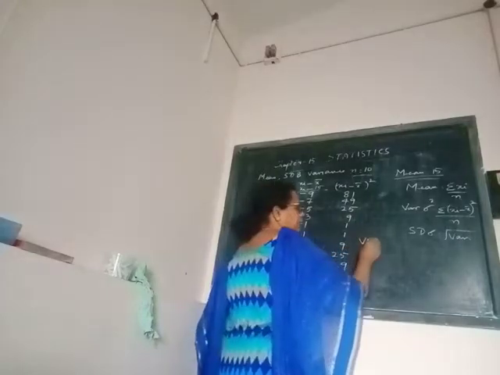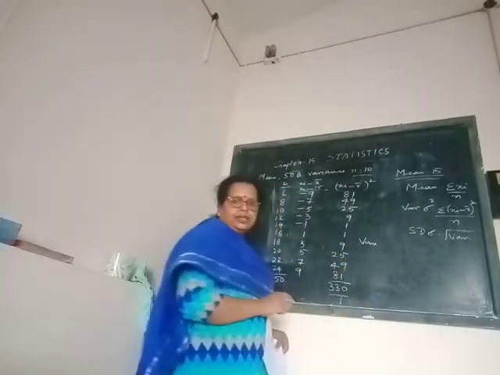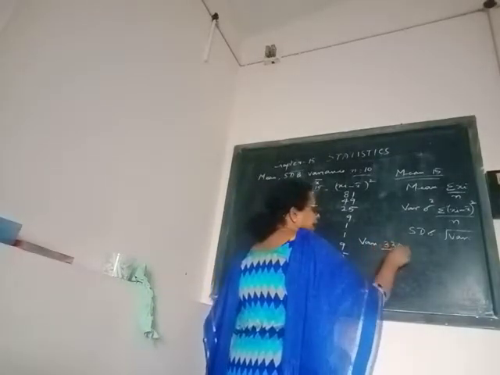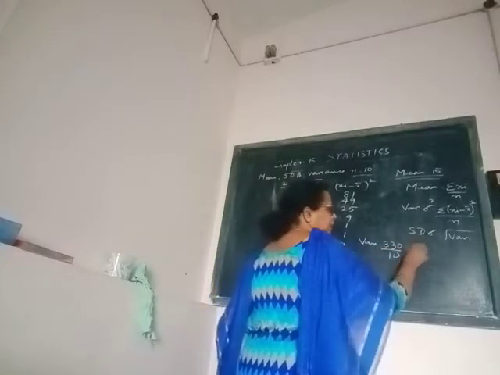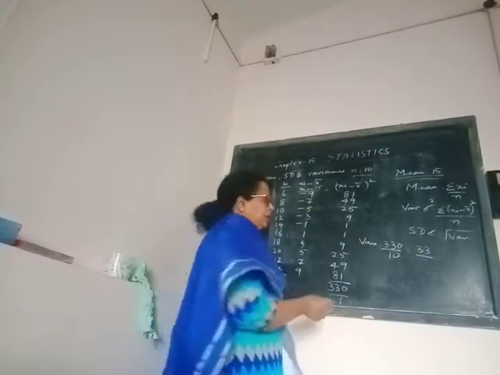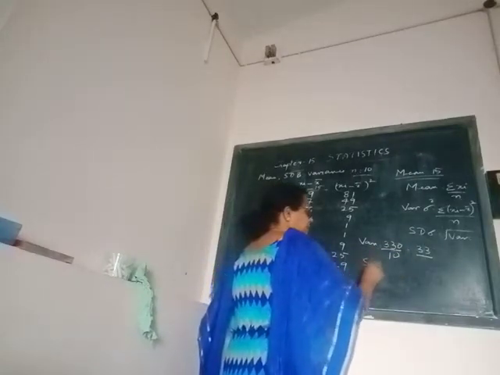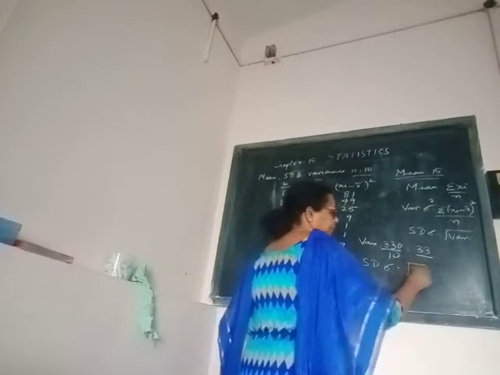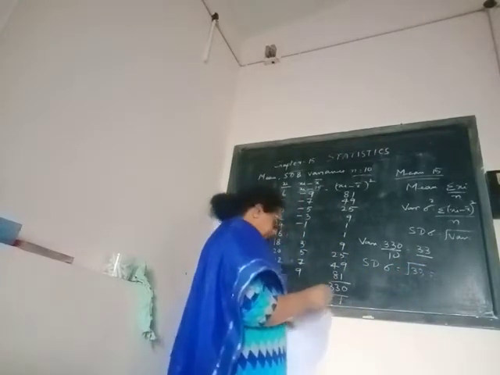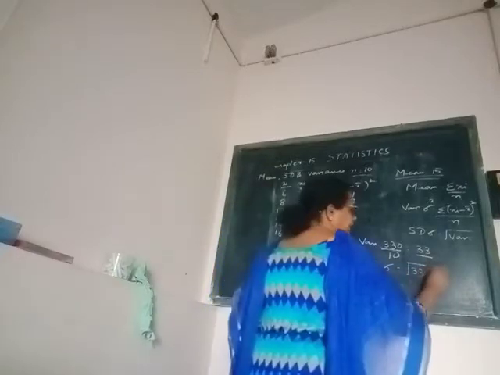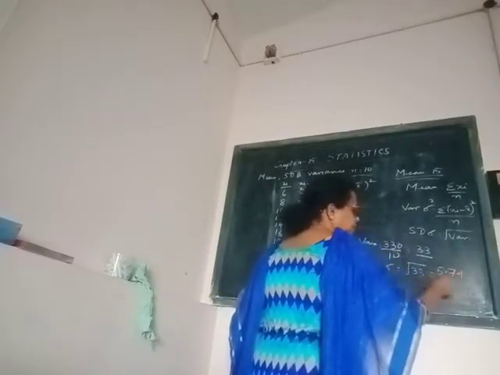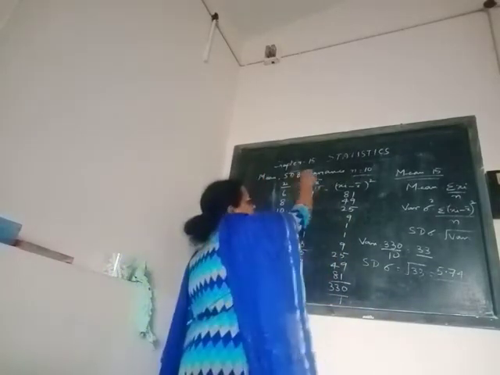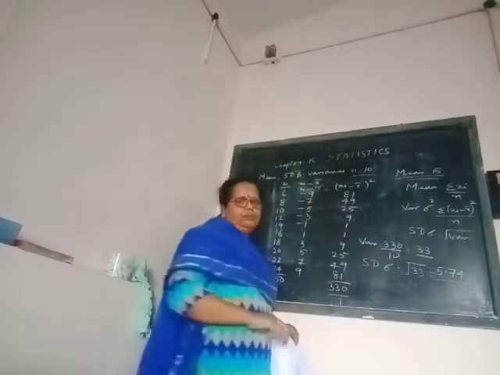Then we can find variance. What is variance? Sigma of (xi minus x bar) whole squared by n. So 330 divided by n, which is 10. So what is the answer? 33. Once we get variance, what is standard deviation? Standard deviation sigma is root 33. Root 33 is 5.74. Okay, this is the method of finding mean, standard deviation and variance of raw scores.